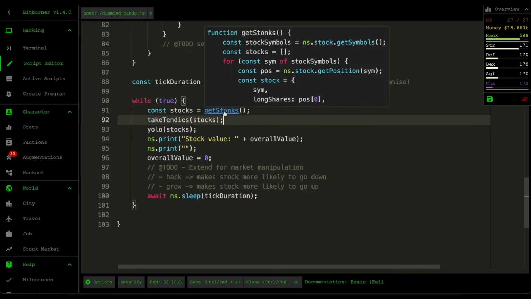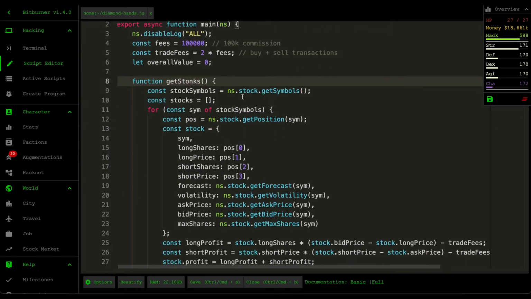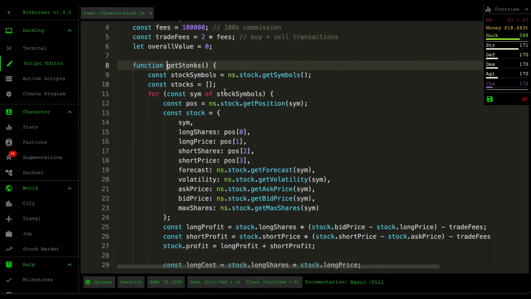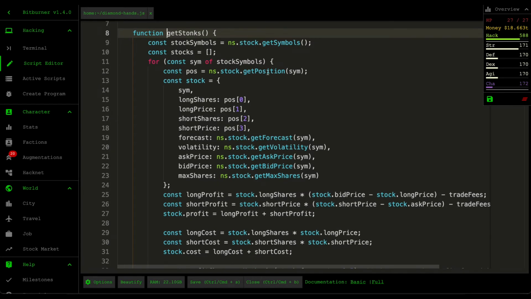So moving into this get stonks function, this one is very simple. Again, what I do is I first grab all the symbols within the stock market, and for every single one we grab a whole bunch of metadata information. So with the position, so long shares, long price, short shares, short price.